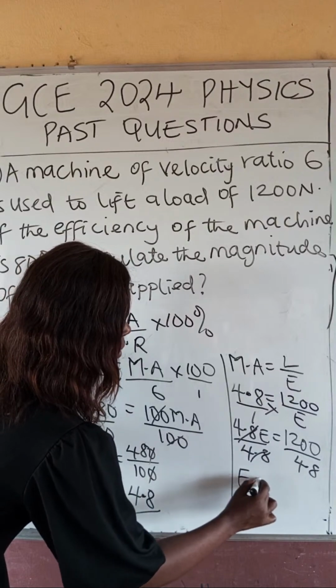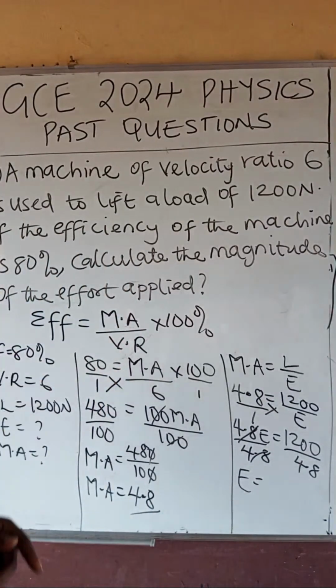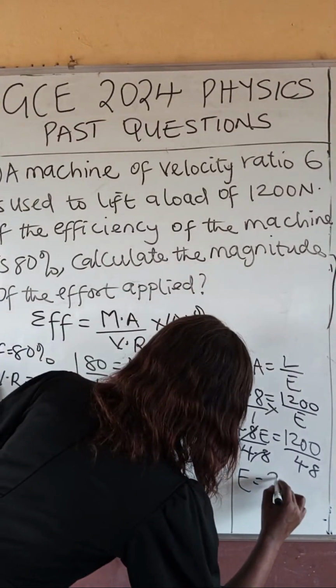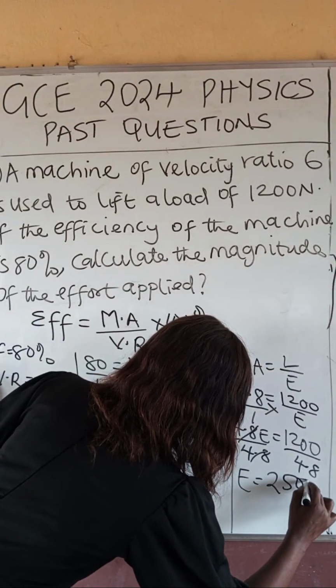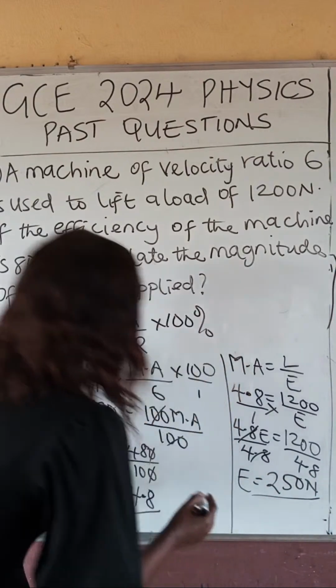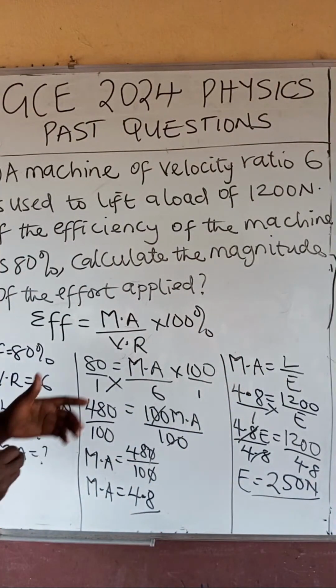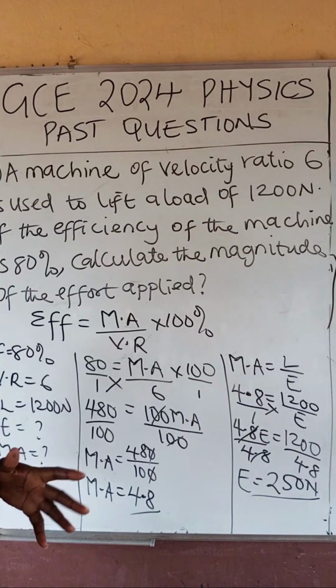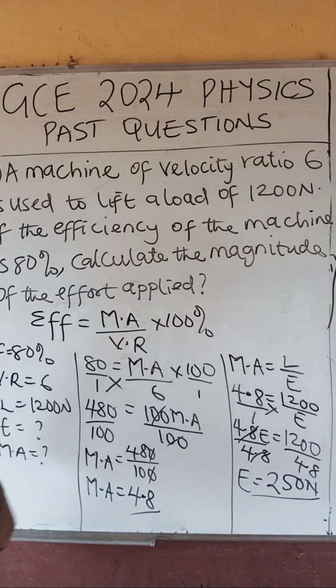Okay? All right. So let's divide what we have, 1200 divided by 4.8, and my answer becomes 250 Newton. So the answer to this question is equal to what? 250 Newton. I hope that is clear. Right.